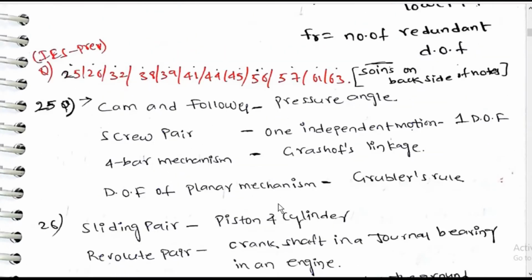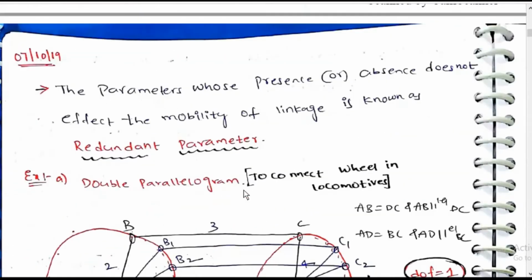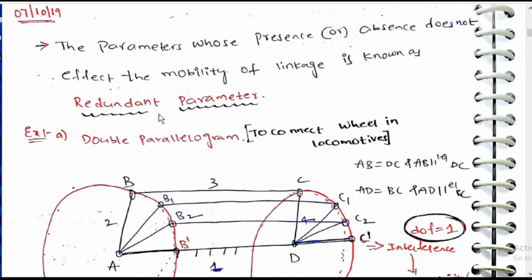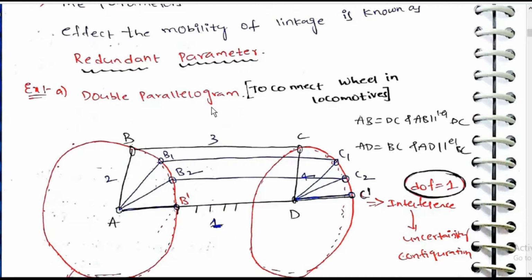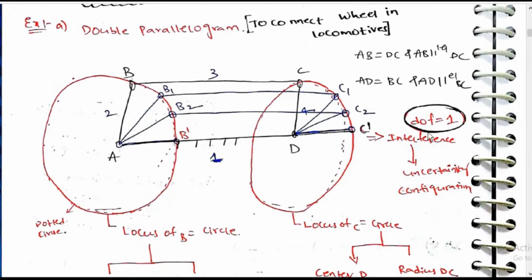These are just questions from workbook. The parameters whose presence or absence does not affect the mobility of any linkage are known as redundant parameters. Example: double parallelogram linkage to connect the wheels in locomotives. Circle A, B, C, D. These CD and AB are parallel at all points. AB is equal to CD, AB is parallel to CD, AD is equal to BC, and AD is parallel to BC. Degrees of freedom is equal to 1.